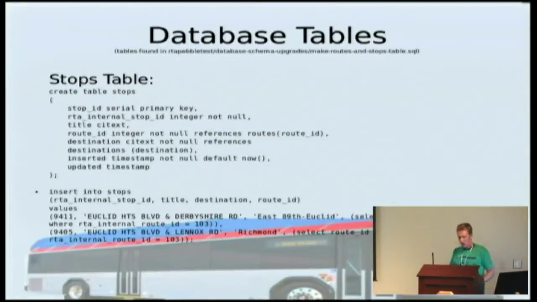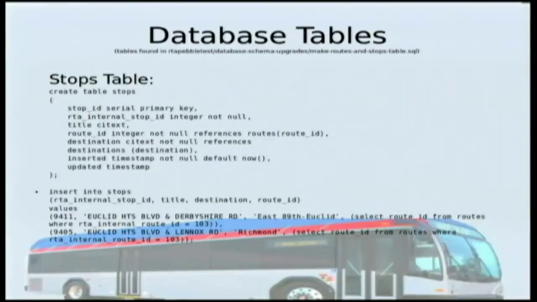And then we have stops, the all-important stop. So again, a stop ID, pretty simple. RTA's internal stop ID, which I log. A title, which is going to be something human readable for me, so I know where it is. The route ID, which is 7 or 32, and then a destination. So since a stop that's going west, even though it might be located in the same place, is distinct from a stop going in the opposite direction.